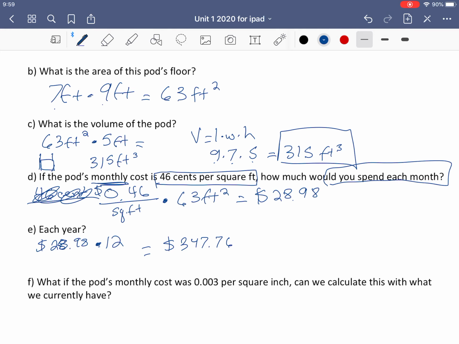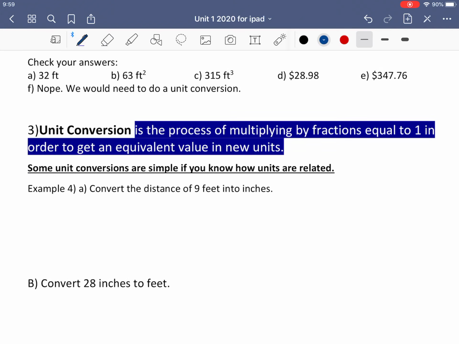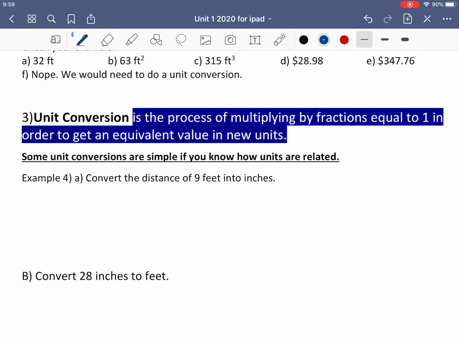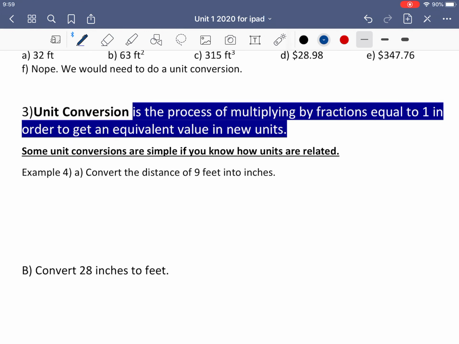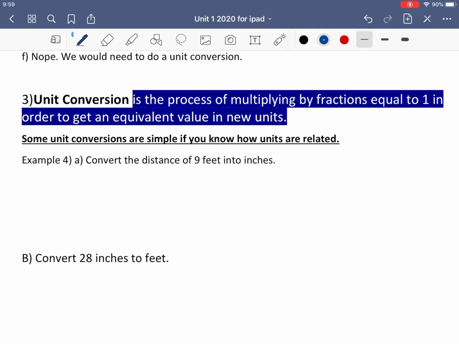And that leads us into part 3. So whether you were with us for all of that fun or you're just now joining back, here we are at unit 3, or part 3 of this section, unit conversion. Unit conversion is just the process of multiplying by fractions that are equal to 1 in order to get an equivalent value in new units.